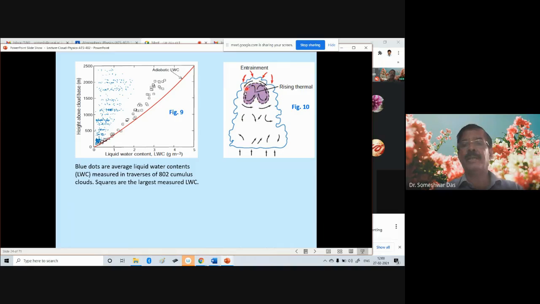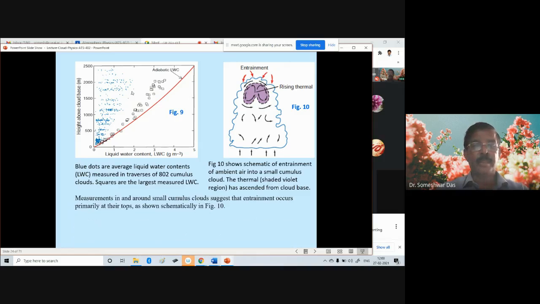And so here, this is the rising thermal, right? This is the rising thermal, and these are all the cloud air. The rising thermal and the cloud air are continuously eroded by entrainment, and because of that, as you can see from this diagram, the cloud liquid water as measured by instruments is less in magnitude than the adiabatic liquid water content, because some of it gets evaporated, right?